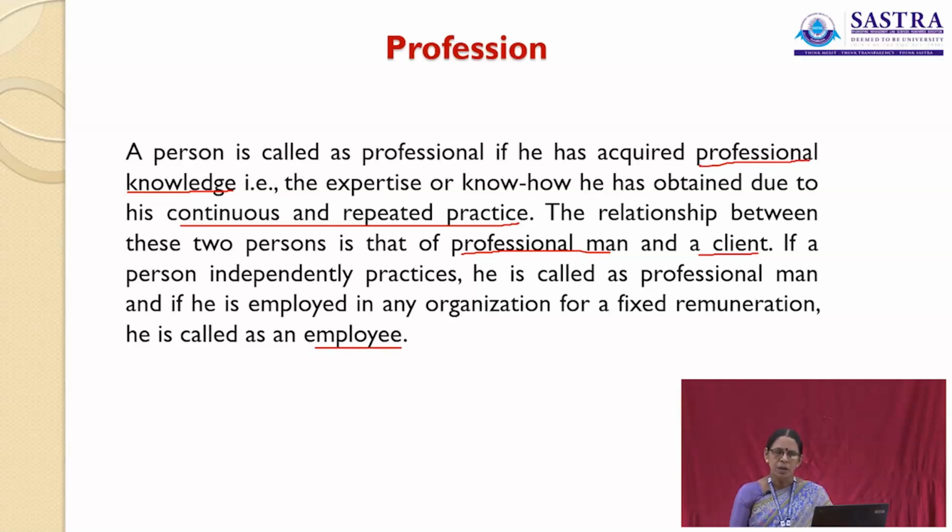So when we say a person is a professional, he may be an expert in a particular field. For example, a doctor cannot do the job of a lawyer, and a lawyer cannot do the job of an engineer, and an engineer cannot do the job of an auditor. So each and every person is an expert in his own field. He is specialized in his own field. That is called profession.